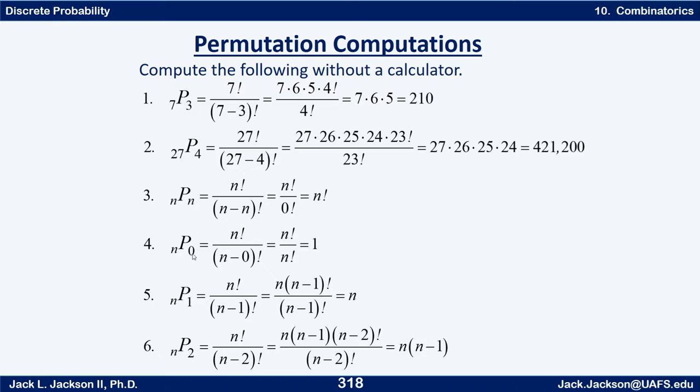N permute 0 is n factorial over n minus 0 factorial. That's n factorial over n factorial, which is 1. So it doesn't matter what the first number is, if you're choosing 0 from it, there's only one way to do that. You don't choose anybody. So that makes sense. N permute 1 is n factorial over n minus 1 factorial. N factorial is n times n minus 1 factorial. The n minus 1 factorials cancel, leaving just n. So if you take n and permute 1, you always get n.